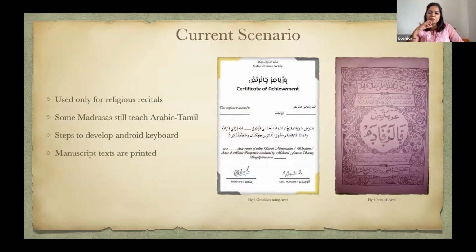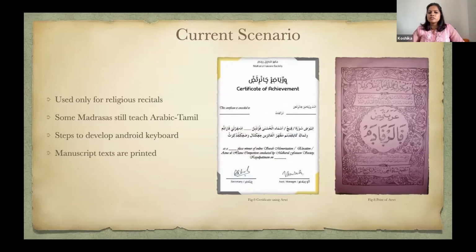This last information was given by a really good soul called Anish Ahmed. He is doing his MA in Arabic at New College in Chennai. I really thank him for giving me this information. I asked him, what is the situation of Arabic now? Is this really taught, and do people know about Arabic?